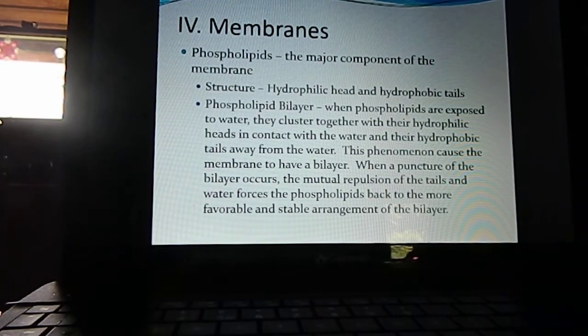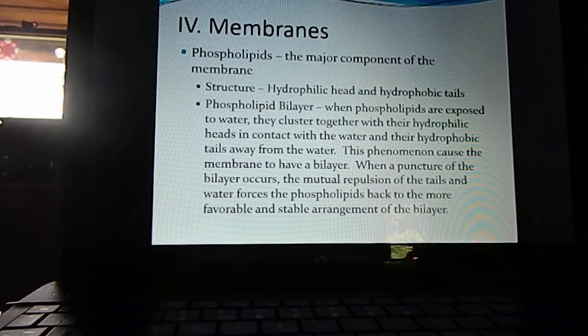The next part of the chapter deals with membranes. We talked about phospholipids being the major component of membranes in chapter 3 as well, and the phospholipid has a head that is the phosphate group head that is hydrophilic. It likes water. It also has two hydrophobic tails. These tails do not like water at all.